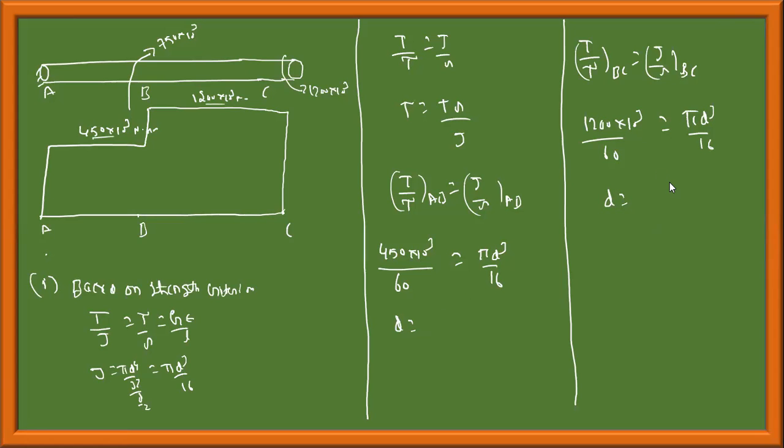What is tau? Sorry, what is D? D in the first case: 450 into 10 power 3 by 60 into pi d cube by 16. How much are you getting?